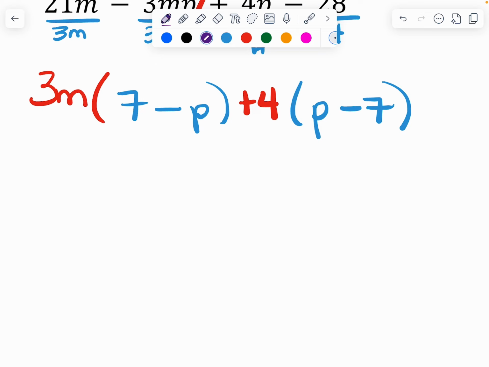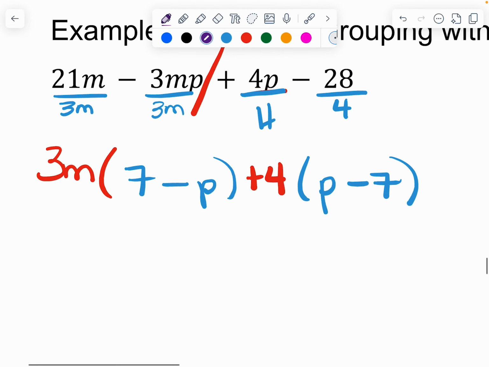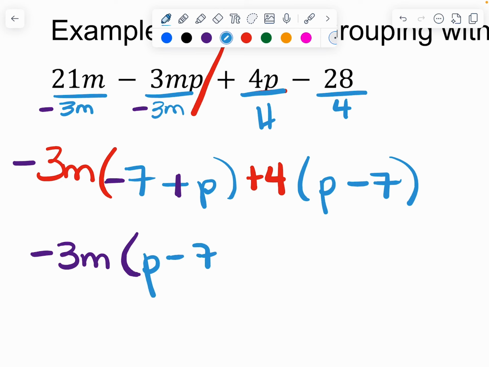Yeah. What if, instead of taking out just a 3, I took out a negative 3? I divide that. That would change to negative. This would change to plus because the signs would change. So let's look at that. I would have now negative 3m, I would have p minus 7, I would have plus 4. And then I have p minus 7.